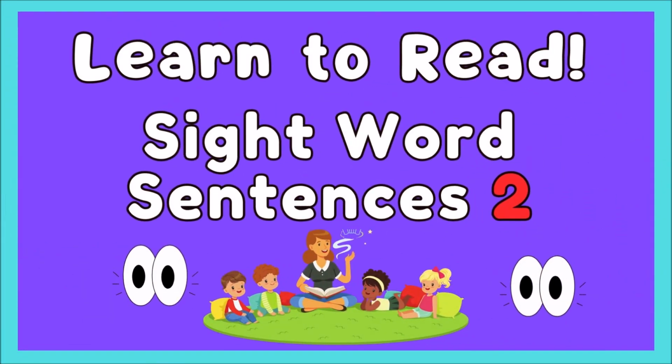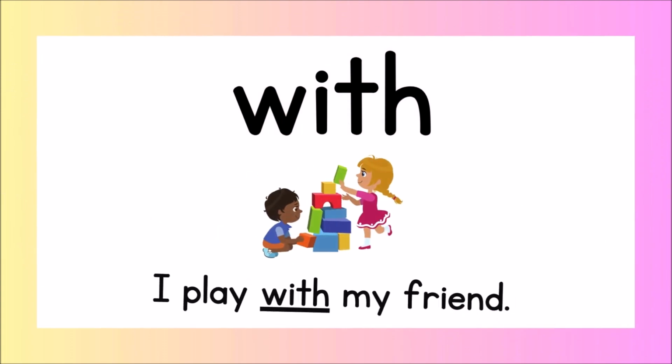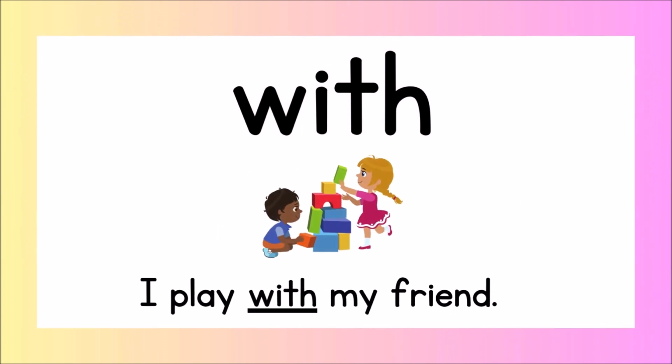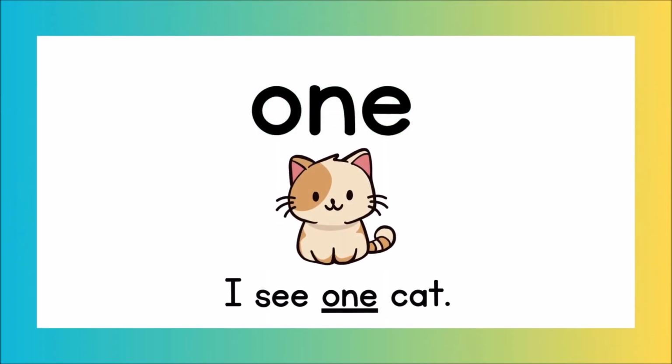Learn to read sight word sentences 2. With. I play with my friend. With. One. I see one cat. One.